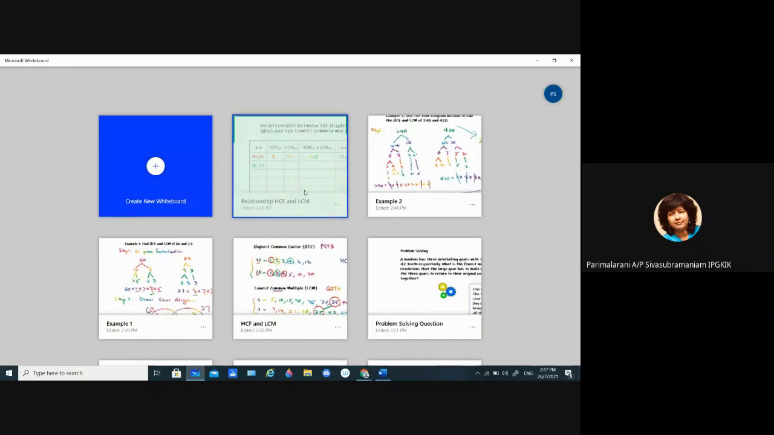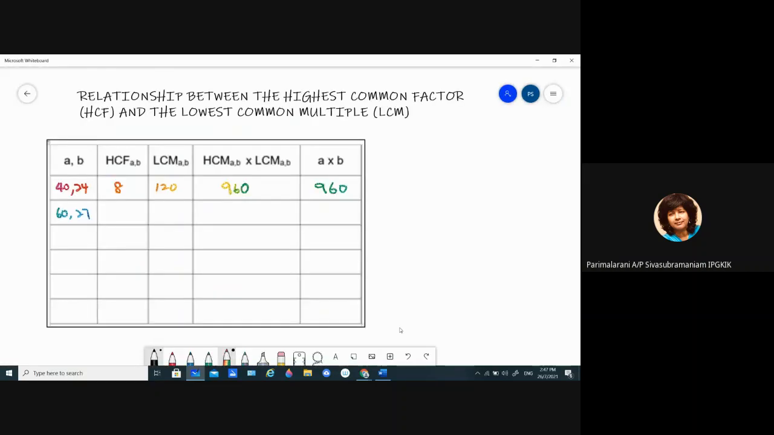Okay, so we had another two numbers here just now. We did this, 60 and 27. The HCF was 3 and the LCM was 540. So HCF times LCM will give us 1620. Yeah? So if A times B, A is 60 times 27, if you use your calculator, do you also get 1620? Yes, madam. Okay, thank you.